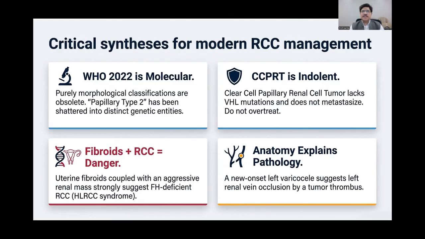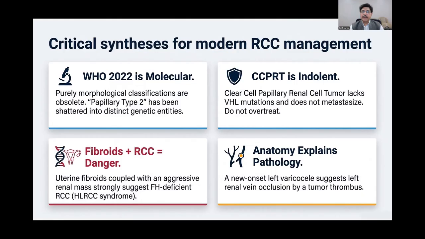The second thing is CCPRT, clear cell papillary renal cell tumor. This is a tumor, not a carcinoma. It is an indolent tumor, and it lacks the VHL mutation. Chromosome 3p is normal. It does not metastasize. It does not require any treatment except follow-up. Now, the third takeaway is fibroid plus RCC, very dangerous, because it is FH deficient RCC, and I have to manage it aggressively.